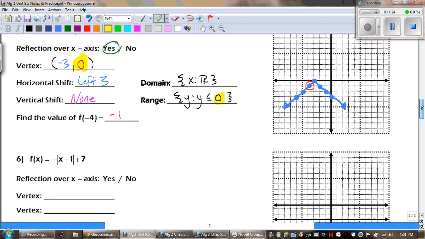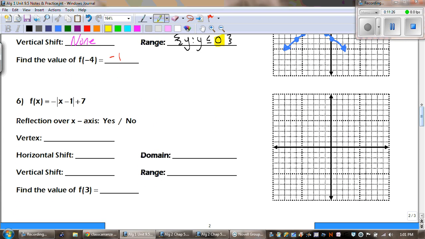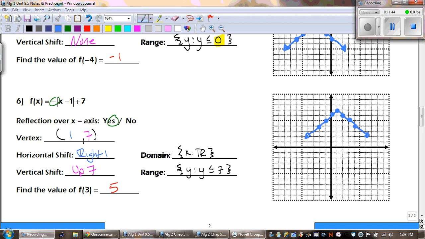All right, number 6. Why don't you guys pause the video and see if you can do this one all on your own. Good luck. Okay, there we go. So there's a reflection. The vertex is 1, 7. We had to go right 1, up 7. At f of 3, we're at 5. Domain is all real numbers, and our range y is less than or equal to 7.